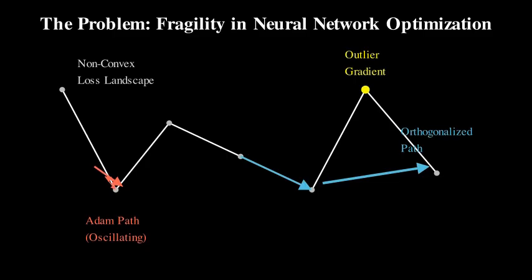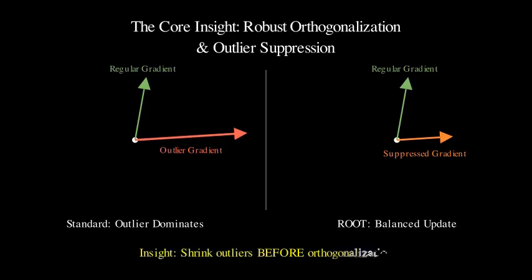They're also susceptible to outlier-induced noise. A few very large gradients can throw off the entire optimization process. The core insight behind ROOT, Robust Orthogonalized Optimizer, is that we need both precise and dimension-robust orthogonalization and a mechanism to suppress the impact of outlier gradients.